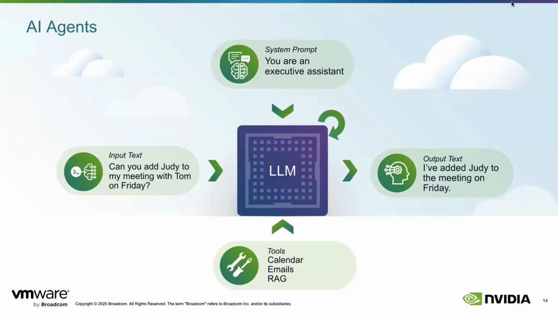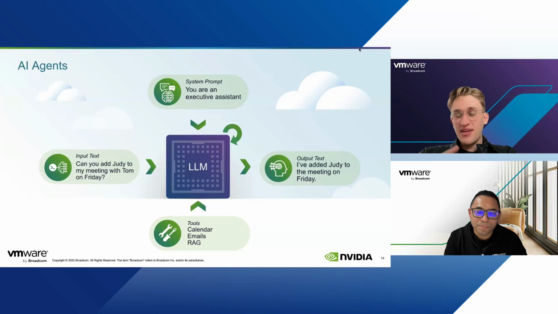Okay, add Judy to that. Who's Judy? Oh, I've sorted emails with this Judy person. And it's going to keep making these tool calls in a loop until it completes the task. And then it will output that result to the user and say, okay, now I've called all these different APIs and I've added Judy to the meeting on Friday, right? And the LLM is doing this autonomously without any extra input, right?